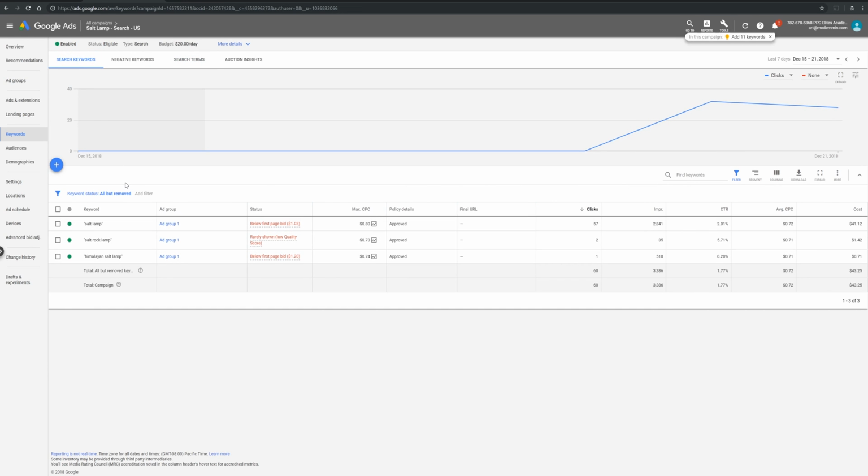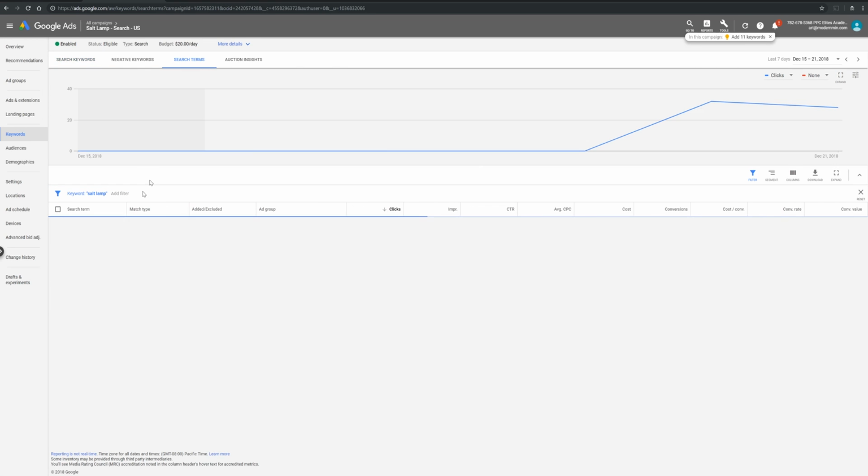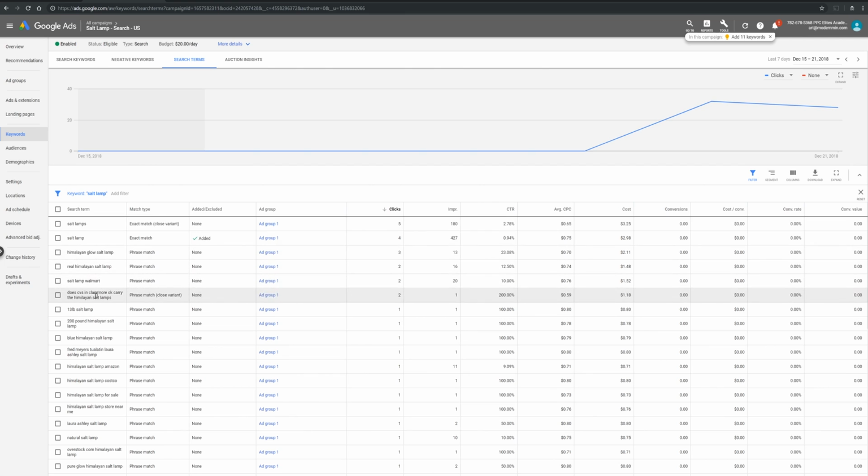All right. And also a very specific way, if you want to see the keywords that showed up specifically for salt lamp, right? Not these other ones. Go ahead and click on it and then click on search terms. And now it's going to show you every variation that showed up for specifically salt lamp. So salt lamps, salt lamp, Himalayan glow salt lamp, real Himalayan salt lamp Walmart.